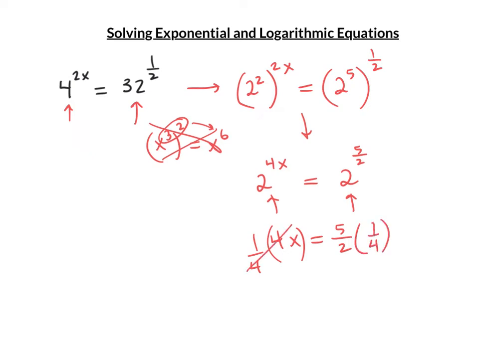That will allow me to cancel, get x by itself, and I get 5/8. Now you can use a decimal there as long as you're not rounding, and that's okay with me. Some questions may ask you to round, and in that case it's okay. But this is the same thing as 0.625. Either one of these are exactly the same thing. Some questions might ask for a fraction, some might ask for a decimal.